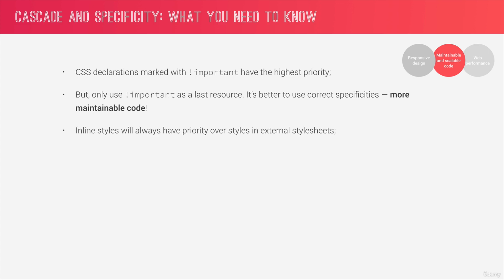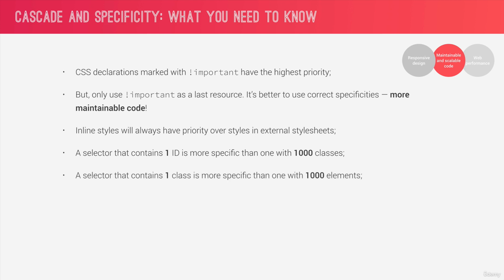The next thing to remember is that inline styles that you write in your HTML will always have priority over styles you write in an external style sheet. But since using inline styles isn't such a good practice anyway, this one isn't all too important. Next, a selector that contains even only one ID is more specific than one with 1,000 classes. So if you want to be really specific, use an ID. In the same way, a selector with one class is more specific than one with 1,000 elements, of course.